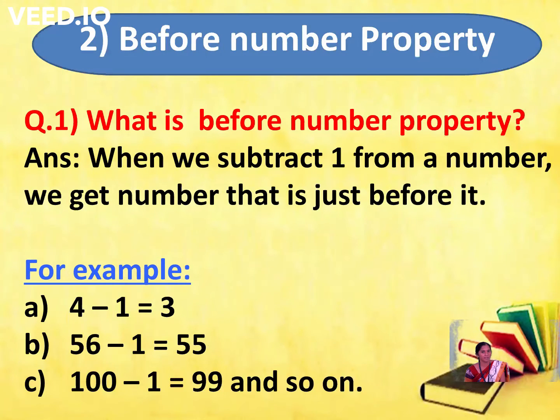Number 2 property, that is the before number property. When we subtract 1 from a number, we get the number that is just before it. For example, 4 minus 1 is equal to 3. 56 minus 1 equals 55. 100 minus 1 equals 99, and so on.